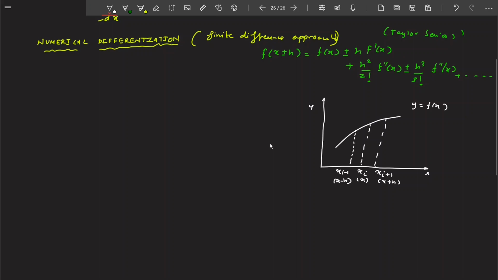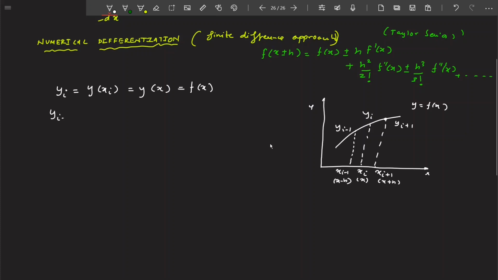So now this is going to be your y i plus 1, this is going to be your y i, and this is going to be your y i minus 1. Okay, so when you talk about y i, your y i is nothing but what? y of x i, and that is nothing but y of x, that is nothing but f of x.